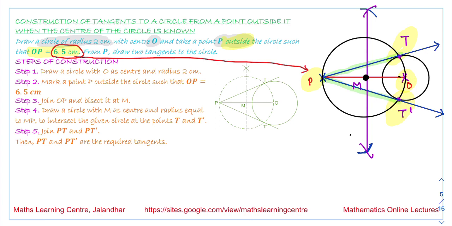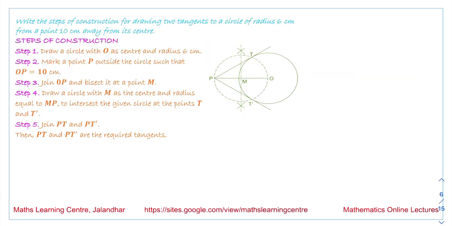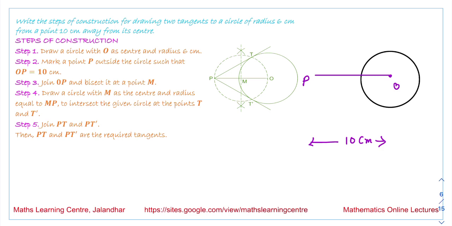Next is, write the steps of construction for drawing 2 tangents to a circle of radius 6 centimeter from a point 10 centimeter away from the center. The first step is to draw a circle of radius 6 centimeter. Suppose the center of this circle is this point O. We draw a line over here, and this point is P. The length of this PO is given as 10 centimeter. The radius of this circle is 6 centimeter, and the point P lies outside this circle.